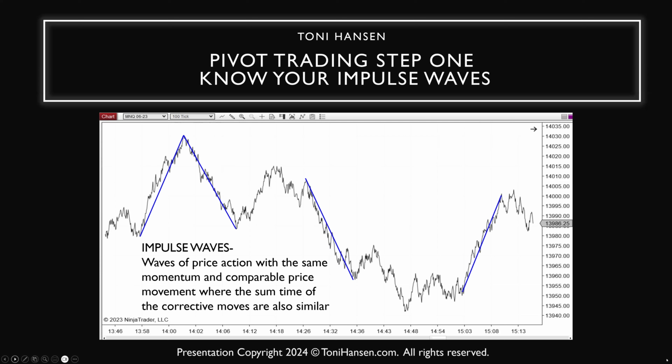Now, when we're looking at impulse waves, we're combining two of the traits of price development. We're looking at the size of a move, and we're also looking at the momentum of that move. So when you have a move that tries to repeat itself and the momentum is the same, meaning your rate of change in the price action is about the same, then you have a really high probability that when it gets to that measured level, you're going to start to see trend exhaustion coming into play.